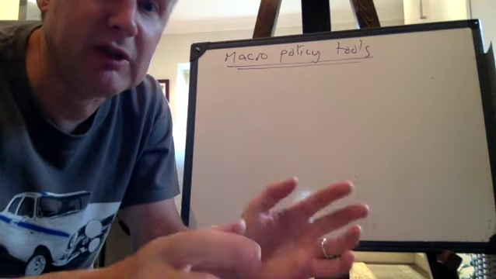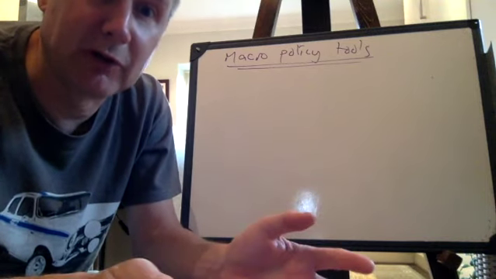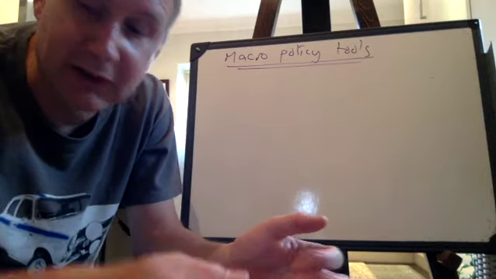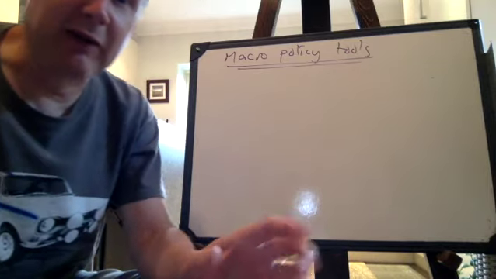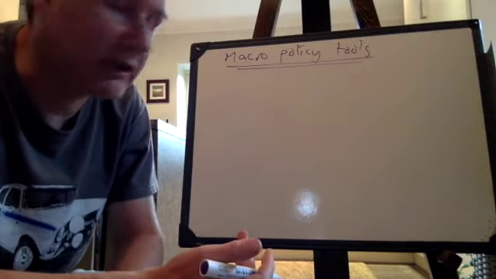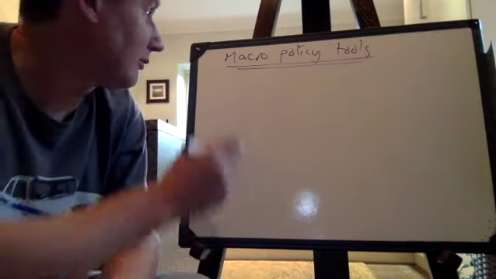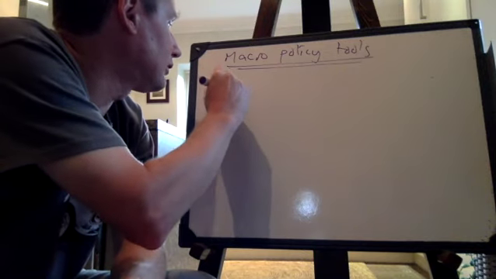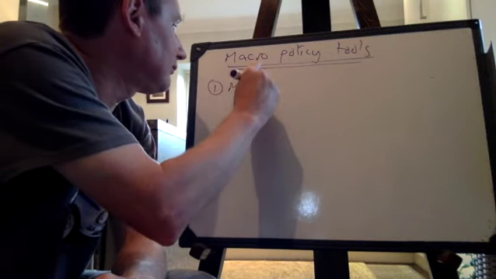And there are three broad tools that we're going to look at in a lot of detail later, but it's helpful to understand now just a little bit about them. So there are three sets of policy levers or tools that governments have broadly available to them. Firstly, there's what's called monetary policy.